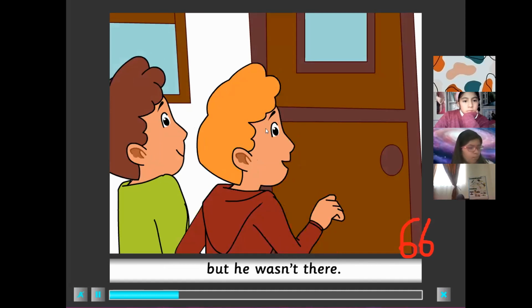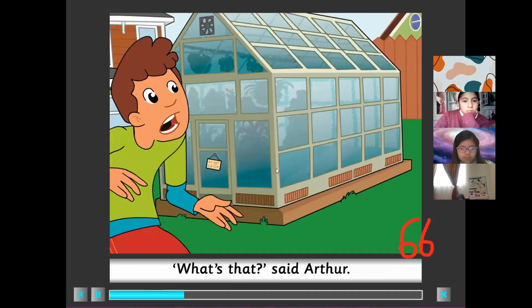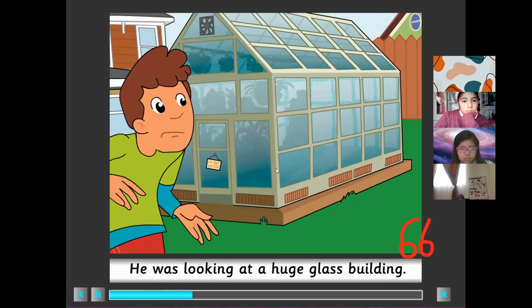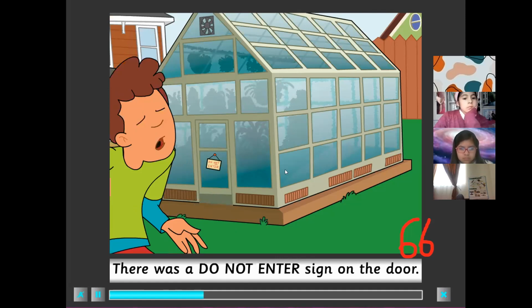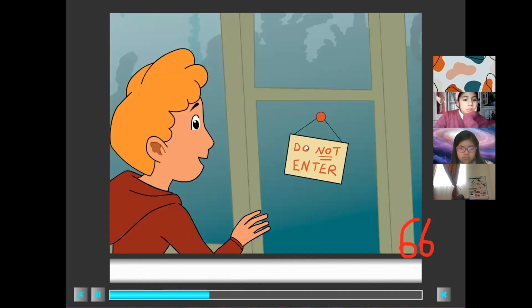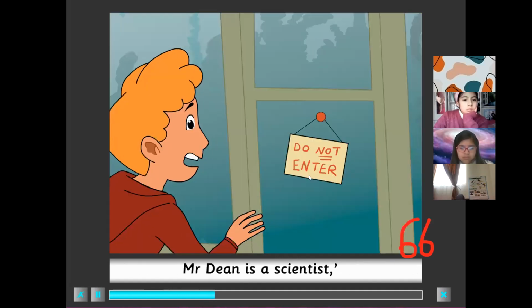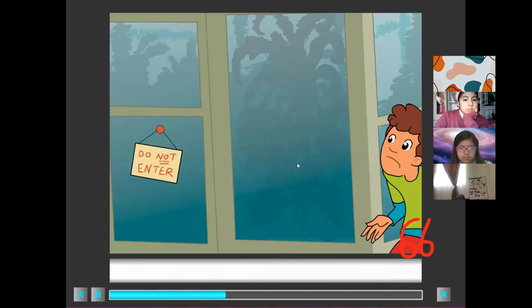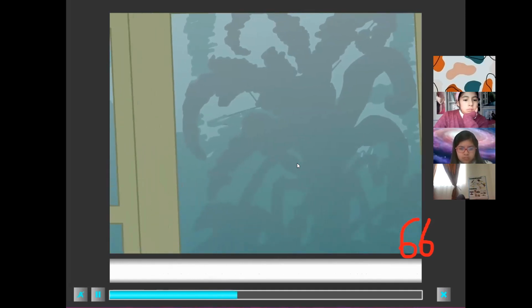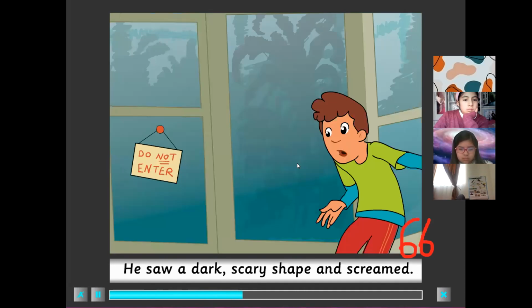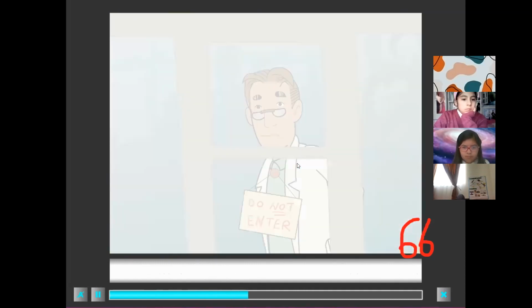But he wasn't there. "What's that?" said Arthur. He was looking at a huge glass building. There was a "Do Not Enter" sign on the door. "That's a greenhouse. Mr. Dean is a scientist," said Jack. Arthur went close to the greenhouse and looked through the window. He saw a dark, scary shape and screamed.